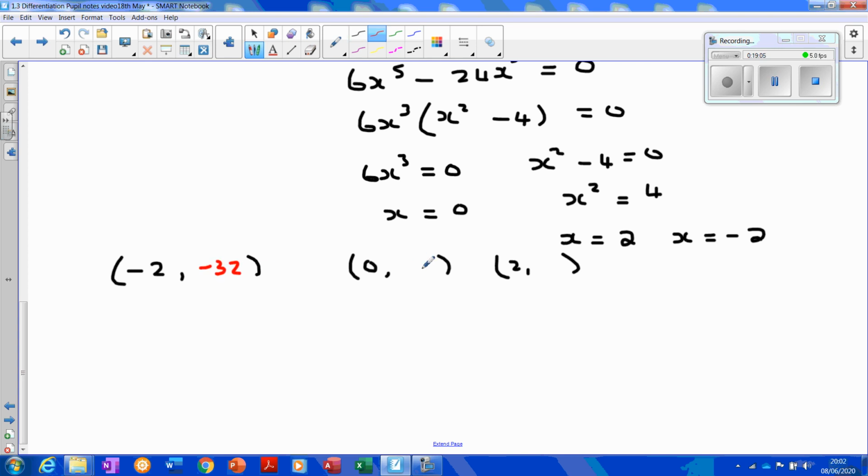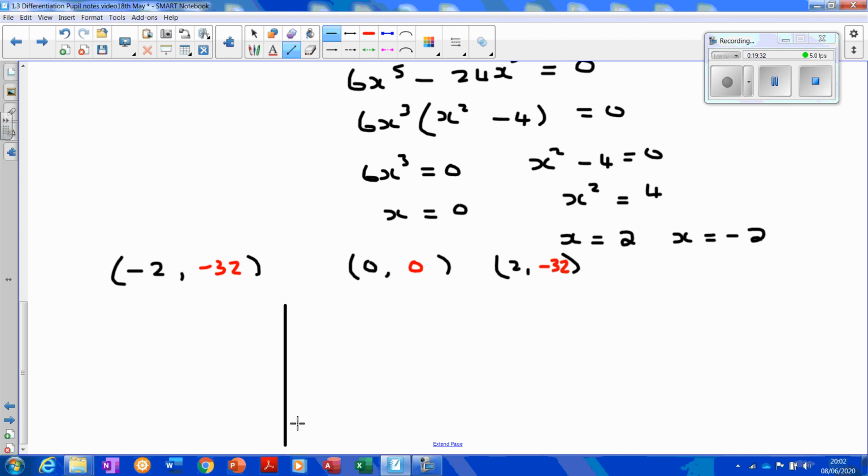Now I know that the point (0, 0) lies on it, and now I'm going to substitute in 2, so it's 2 to the power of 6 minus 6 times 2 to the power of 4. Now because the powers are even, it makes no odds whether that's minus or positive. It turns out to be the same, so it's minus 32, but put it in your calculator and you can see that.